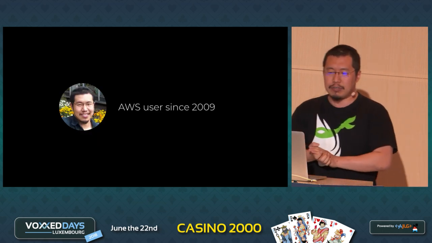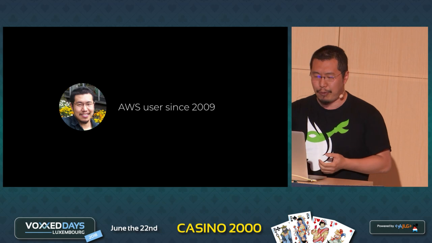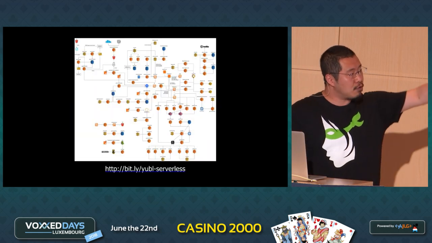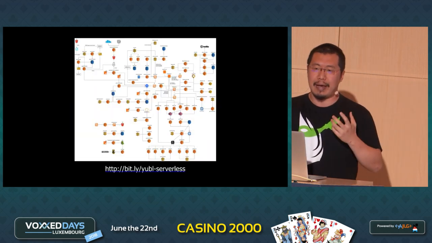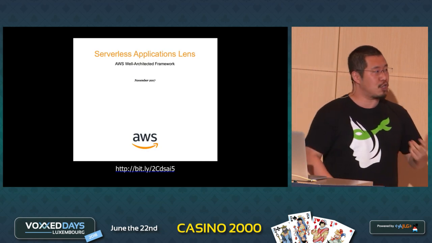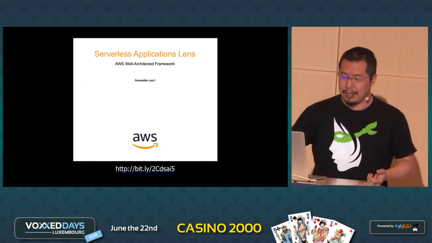Personally, I've been using AWS for about 10 years at this point, and some of the work that I did at a social network has also been captured by AWS and published in their serverless well-architected white paper.